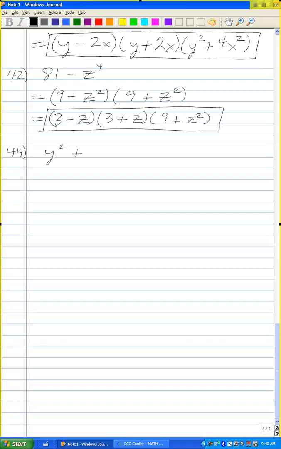Y squared plus 6y plus 9. This is a perfect square trinomial. The square root of y squared is y. I have here a plus, so I'll put down a plus. The square root of 9 is 3. Y times 3 times 2 is 6y. Therefore, it is indeed a perfect square trinomial. And so I'm done factoring it. Let me do problem number 46.